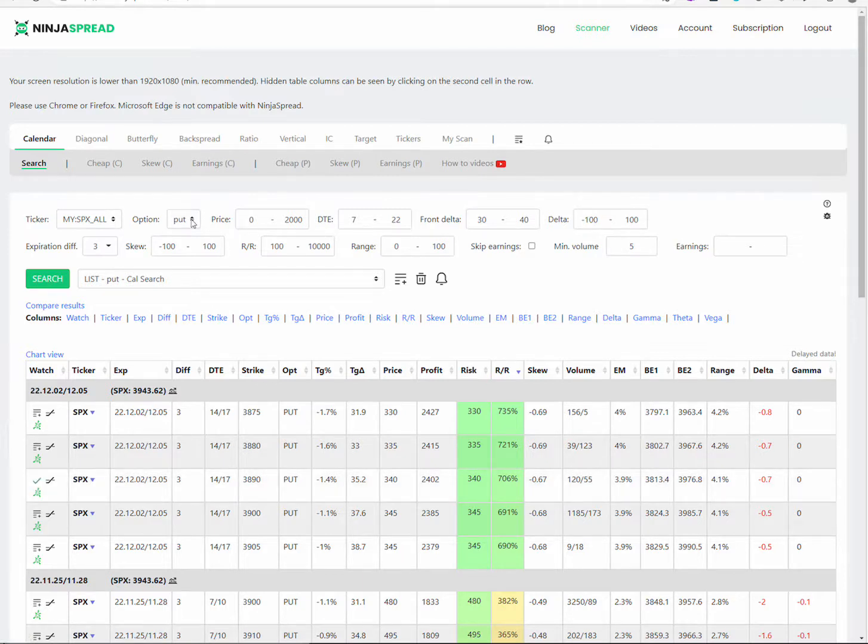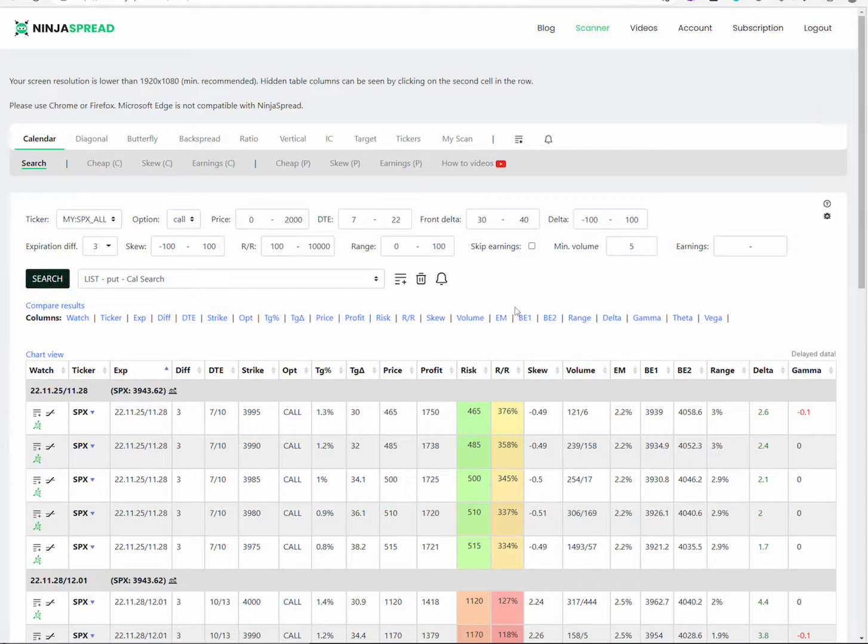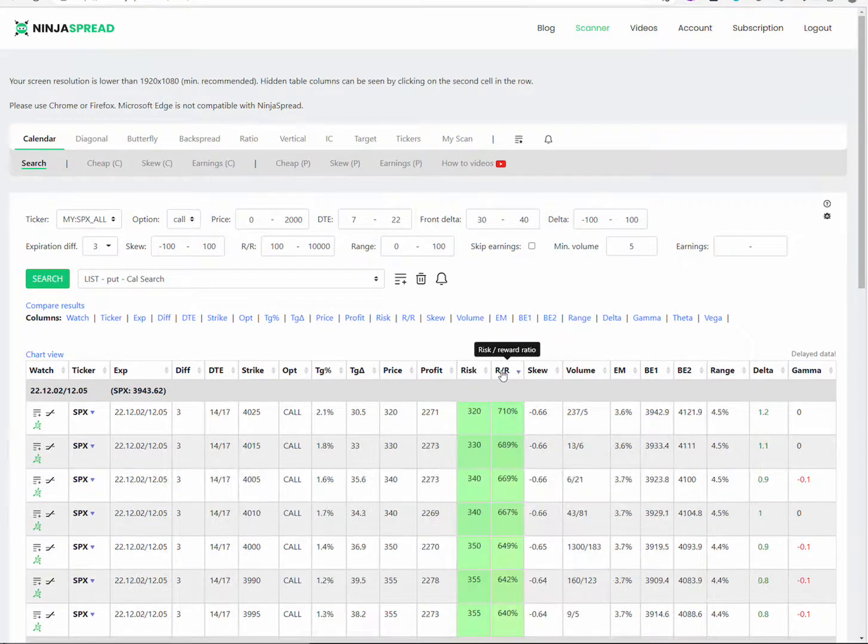Now I want to do the same thing for the call side and run this again. And the call side, these all have a little negative skew to them, which again is favorable. That's ideally what we're looking for. We're about 2 weeks out on these. I'm assuming that other one was too. I didn't check, but that's how I've got my search set up, so I suspect it should be.